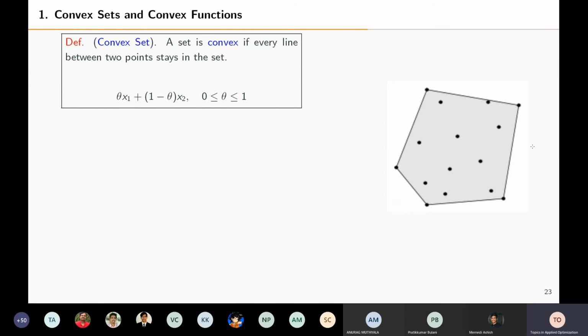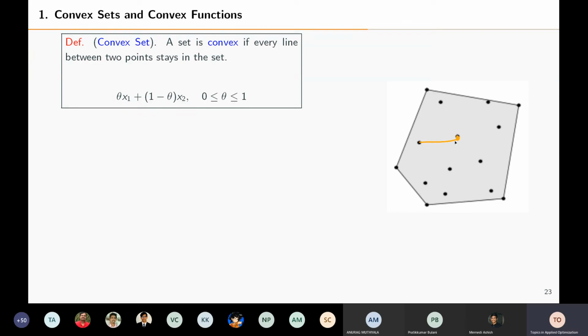Okay, so a set is convex if every line between 2 points stays in the set. Okay, so intuitively it's very clear to you by now. A set is convex if every line between 2 points stays in the set. Okay, so for instance, I take 2 points like this, and then I join them like this by a line.